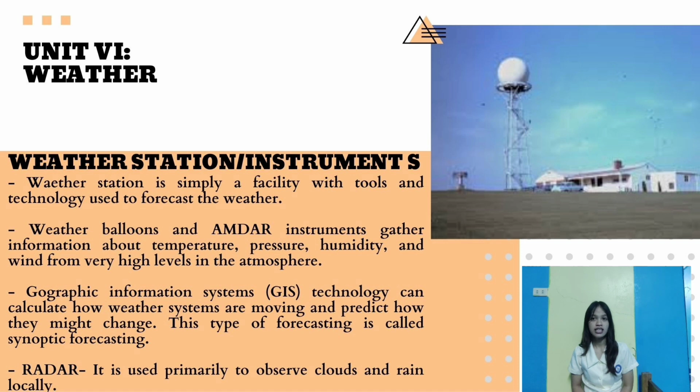Move on to radar. It's another major tool of weather observation and forecasting. Radar is used primarily to observe clouds and rain locally. One type of radar, called Doppler radar, is used at weather stations throughout the world. Doppler radar measures changes in wind speed and direction. It provides information within a radius of about 230 kilometers, or 140 miles. Conventional radar can only show existing clouds and precipitation. With Doppler radar, meteorologists are able to forecast when and where severe thunderstorms and tornadoes are developing.